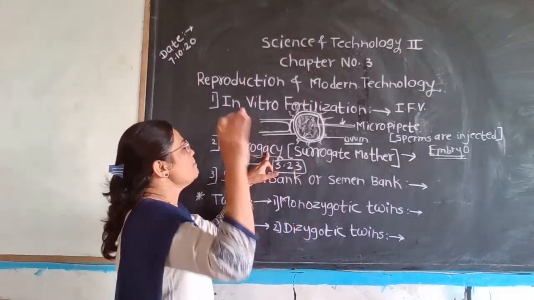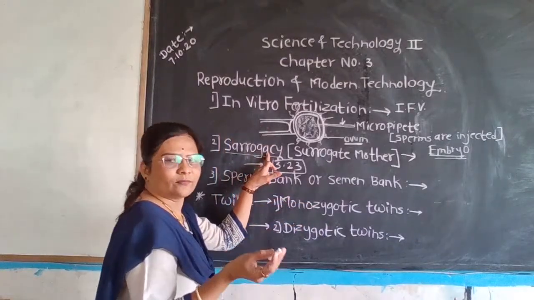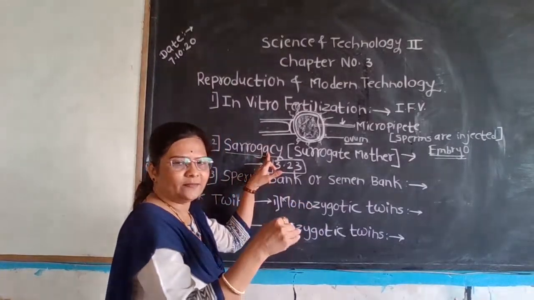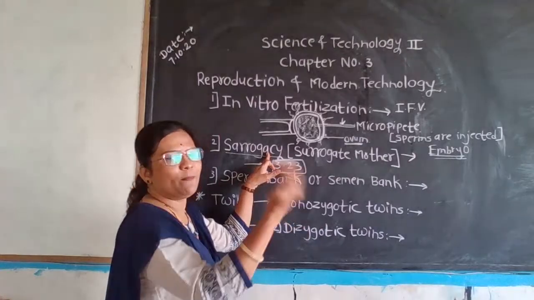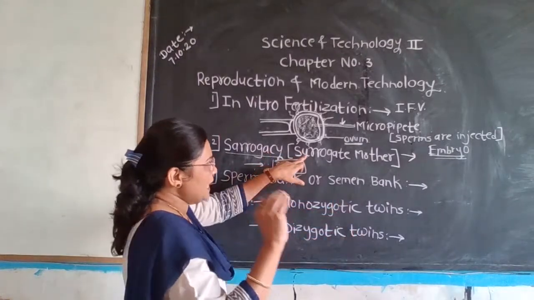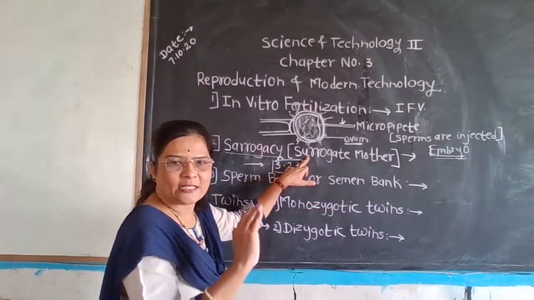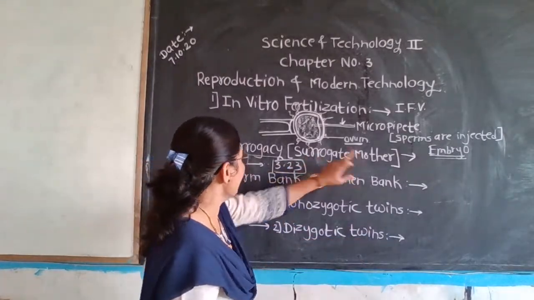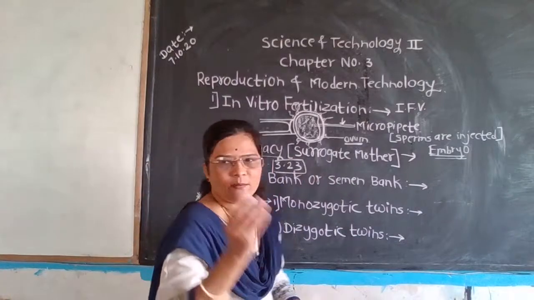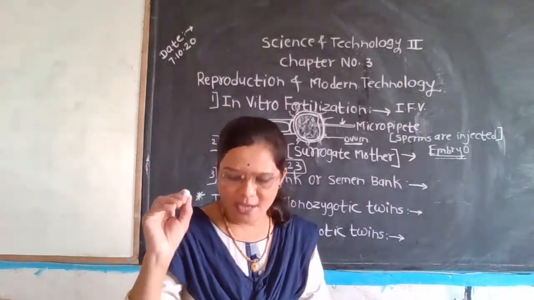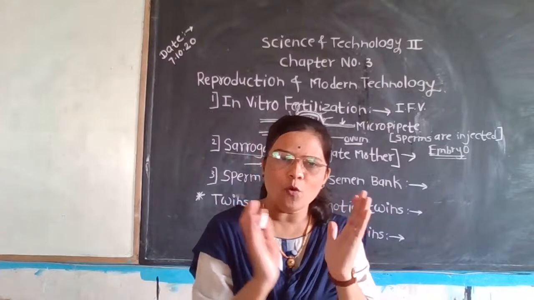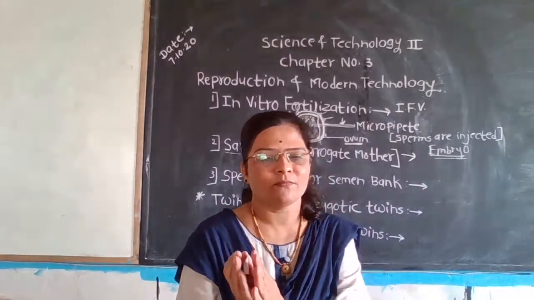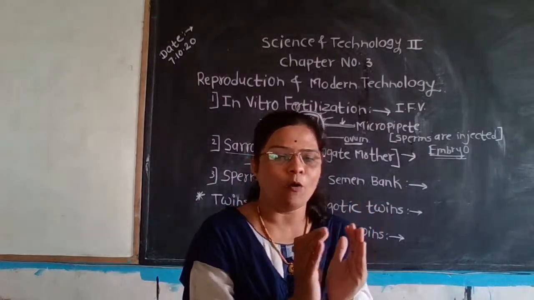And that mother whose uterus is taken temporarily for the development of that embryo is called a surrogate mother. That mother is said to be the surrogate mother, and the surrogacy modern medical technique is used if women have problems in implantation of the embryo.